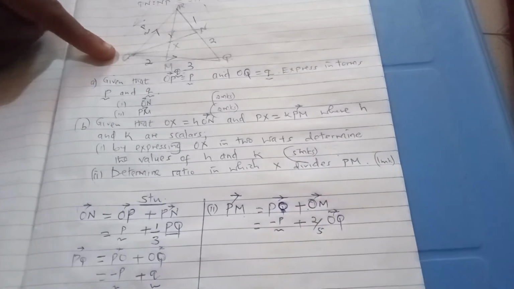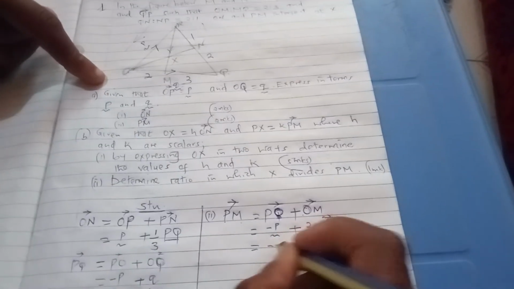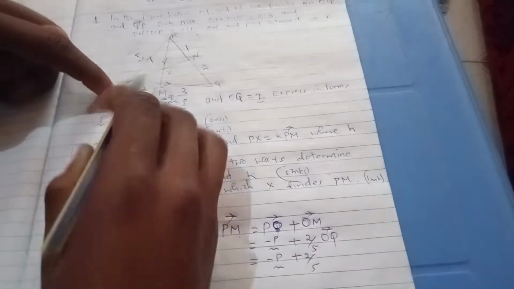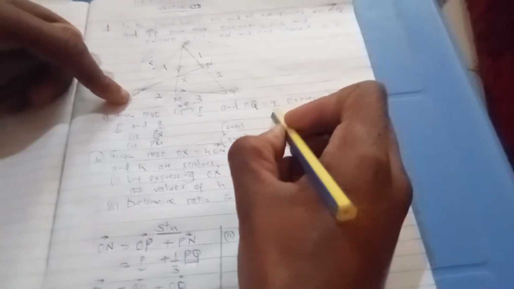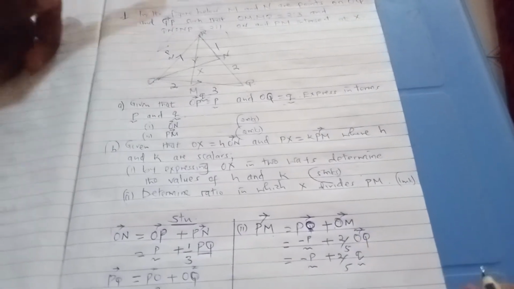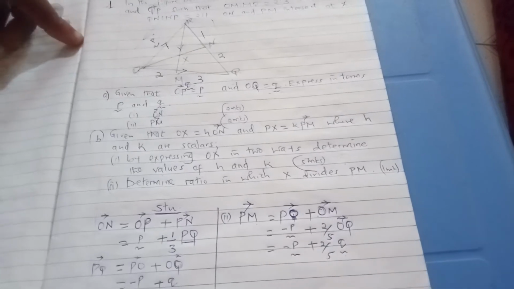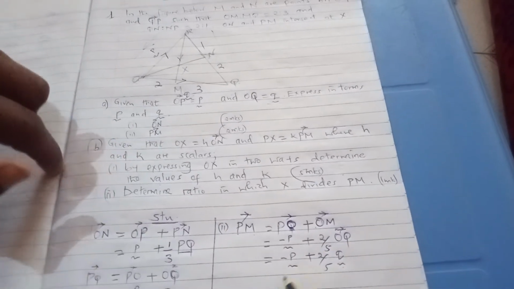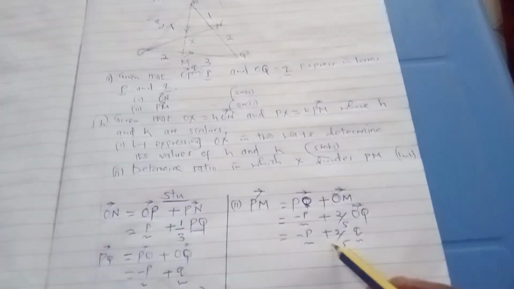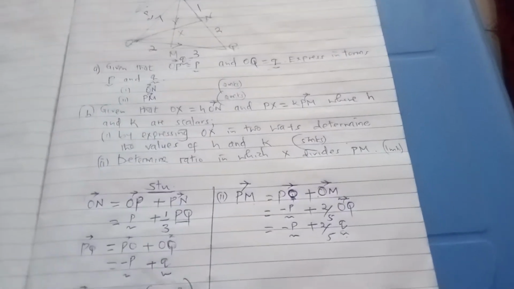You have to show that these are vectors. So this will be negative P plus 2 all over 5 OQ. What is our OQ? We are told that OQ is Q, small letter Q. So that is the answer for that, because you have given it in terms of P and Q. We could have simplified this, but you can see this is direct, and if you do that, you will still get your 2 marks.